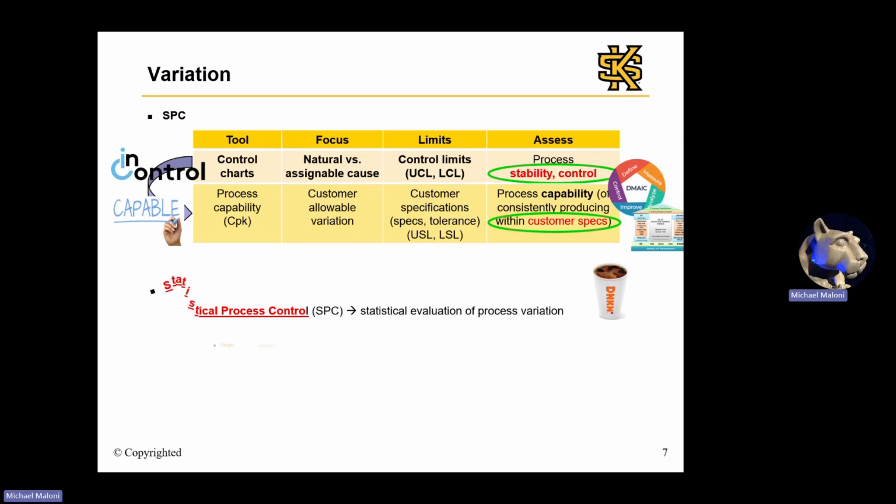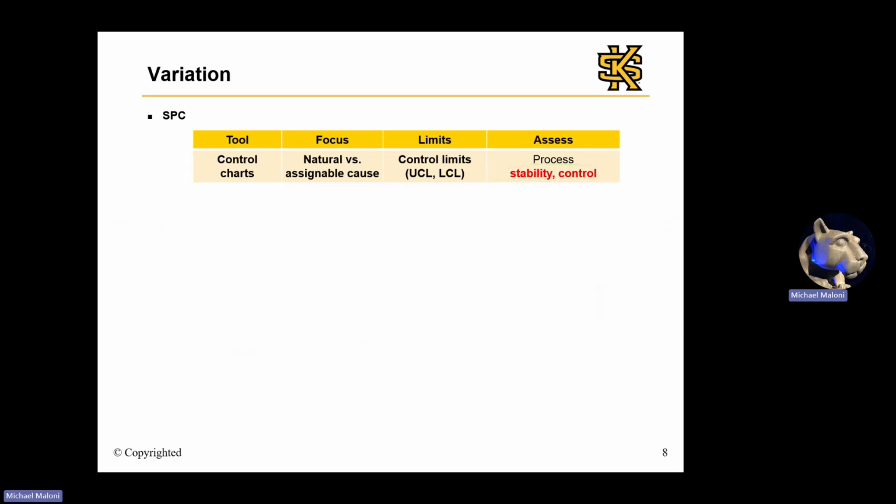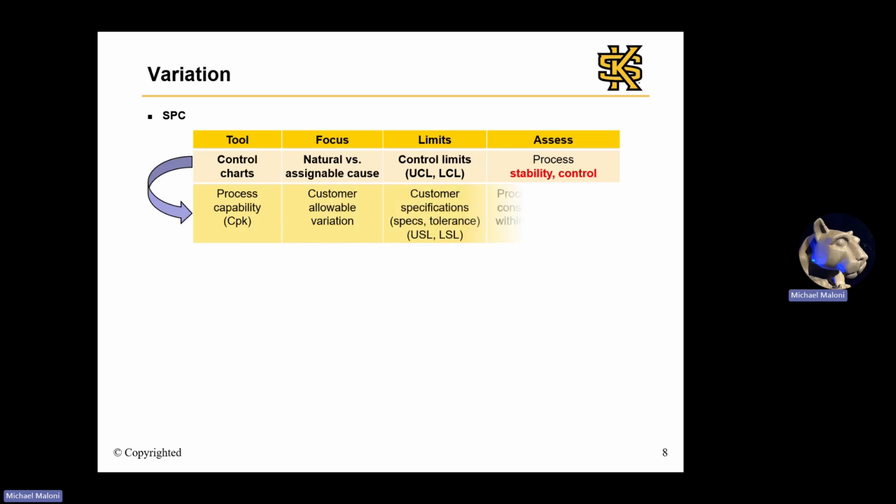Again, SPC targets assignable variation, helping us see assignable non-random causes. And ideally, we can take corrective action before actual defects occur. SPC helps us find issues before they become significant. Summarizing, control charts evaluate process control, stability, and then process capability evaluates if the process will consistently meet customer specifications.